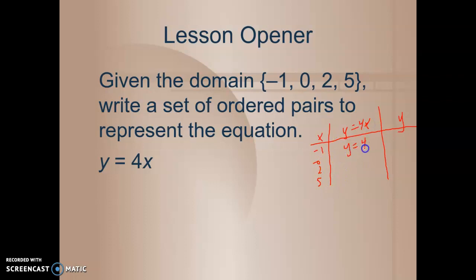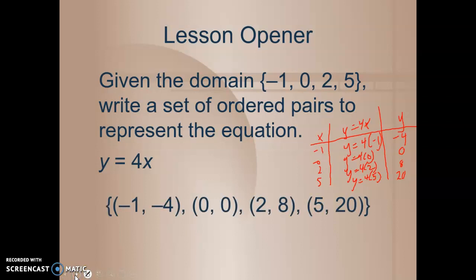So y equals 4 times, we're going to use parentheses to substitute, -1. Y equals 4 times, use parentheses to substitute 0. Y equals 4 times 2, and y equals 4 times 5. When we simplify that, 4 times -1, we see that y equals -4. 4 times 0 is 0, 4 times 2 is 8, and 4 times 5 is 20. And so our ordered pairs become -1, -4, 0, 0, 2, 8, and 5, 20.